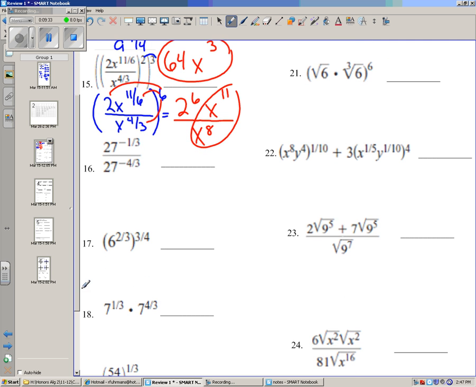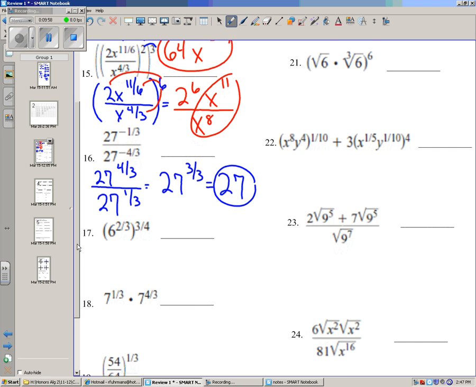All right, number 16, following the rules of exponents, because the bases are the same and the exponents are negative, I'm actually just going to flip the exponents around. And then because the bases are the same, I can subtract the exponents, and 4/3 minus 1/3 is 3/3, which is the same as the first power, so my answer is just 27.